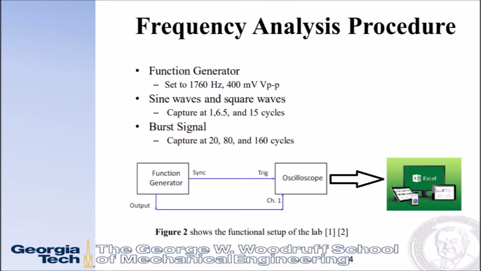Frequency analysis procedure. The function generator was set to 1760 Hz and 400 millivolt VPP. A sine wave and a square wave were created, and each was captured at 1, 6.5, and 15 cycles. In addition, a burst signal was created and it was captured at 20, 80, and 160 cycles.